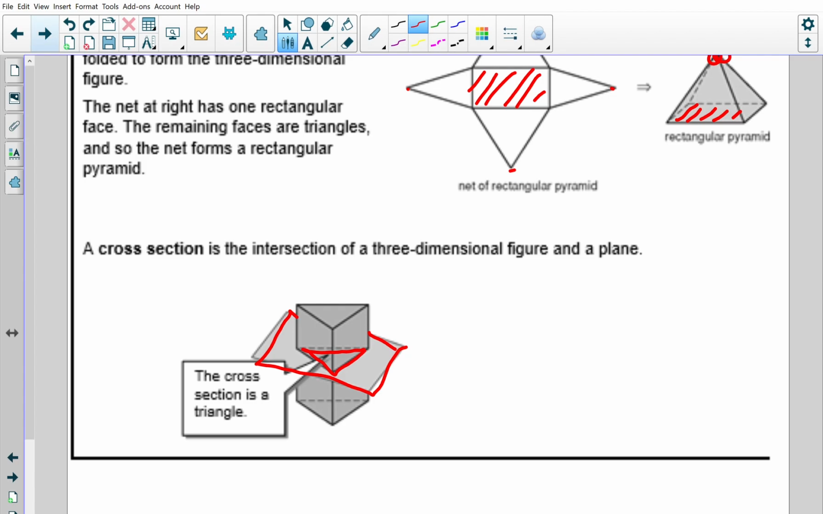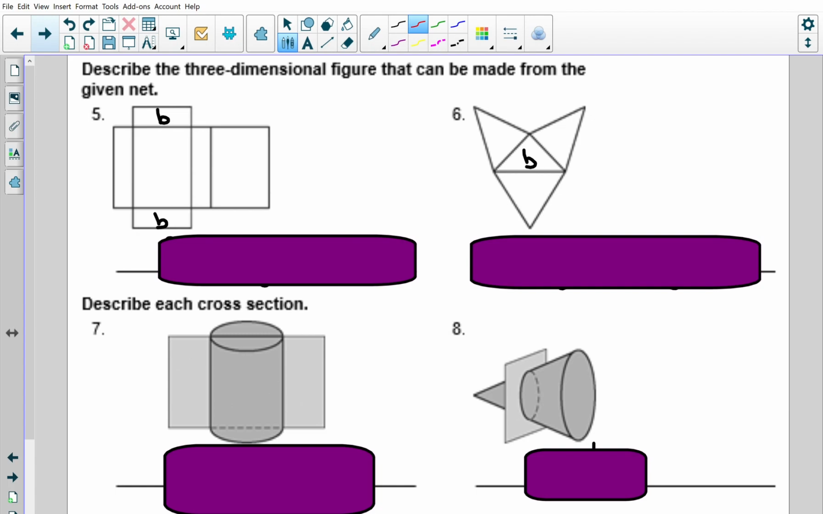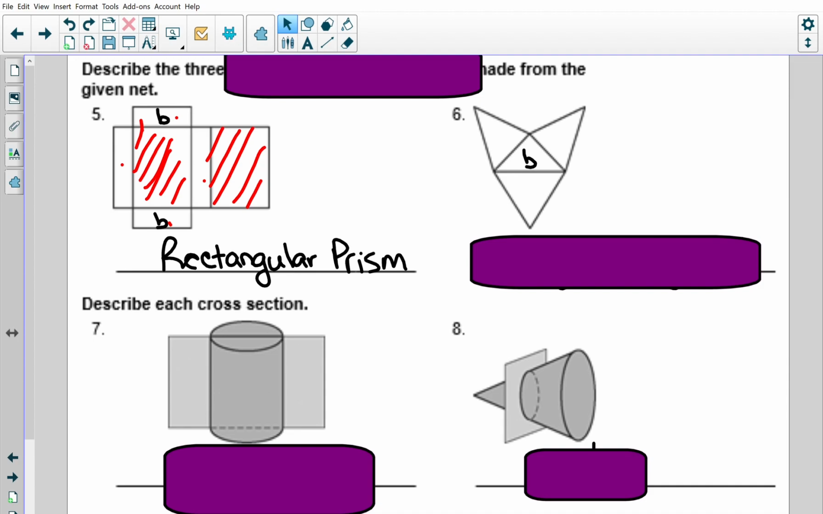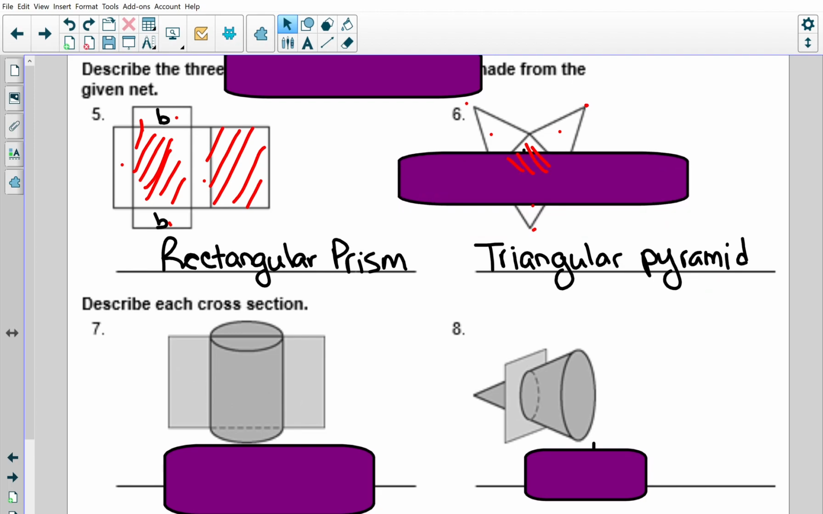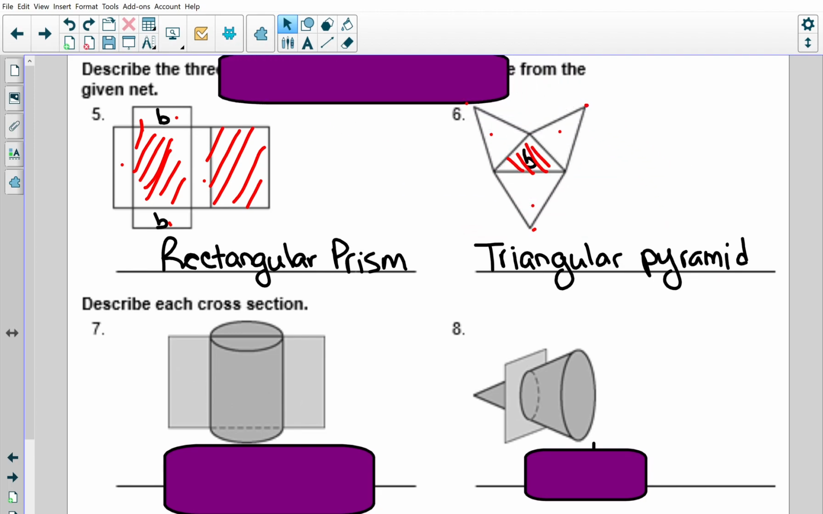Let's take a look at a couple examples. We have here immediately, what do you see? You see a base. These four sides can all fold up, and then you close the box with another base. Over here, you have a base, 3 triangles fold up to make a single point. Therefore, we know that it has to be a pyramid that's triangular in its base. So that's just an example of 2 nets.